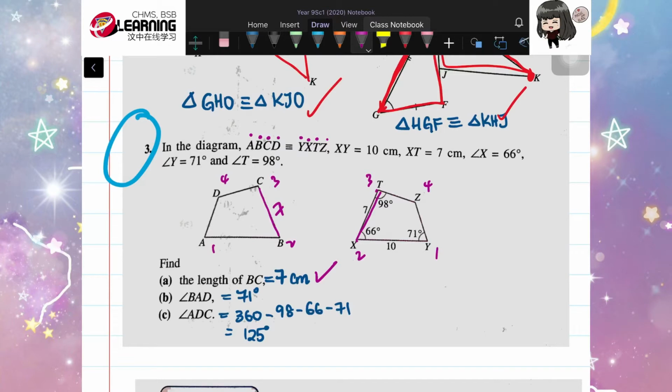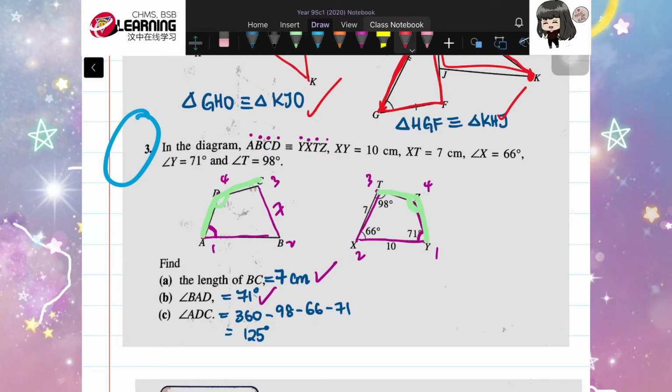The angle of BAD is this angle. You see this BAD, so it's 71, matching XYZ. Check 71. ADC is this angle over here, so it's 143. So this angle is the angle that you need to find.